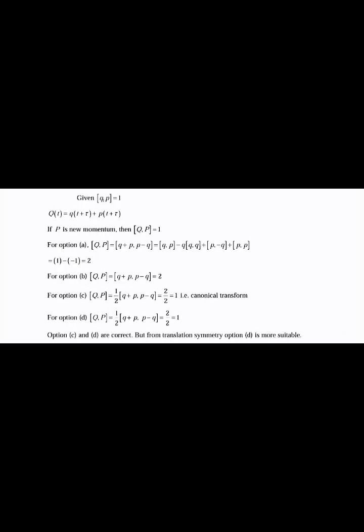Here small q comma p are the old coordinates and the new coordinates are capital Q and capital P, and here it is given that capital Q is equal to small q plus p, and we need to check the capital P value so that the value of the Poisson bracket becomes 1. So we need to check for each option. So for option A, we need to check {q plus p, p minus q}.